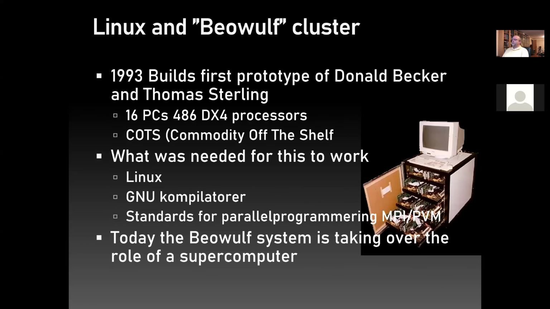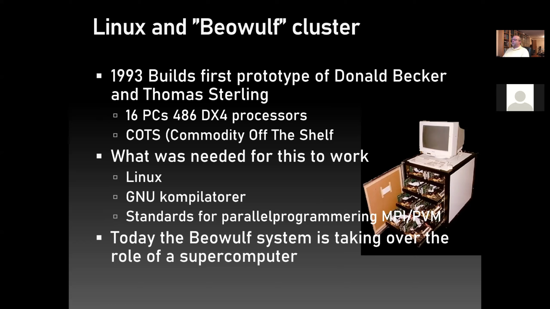In 1993, Donald Becker and Thomas Sterling had an idea. Why don't we take a number of PCs, put them in a box, connect them with a network, and build our own supercomputer? They took 16 Intel 486 processors, bought them in the local computer store, and connected them together. What enabled them to do this was that at the time, Linux was becoming popular. It was free, so you could build as many computers as you wanted without any licensing costs.